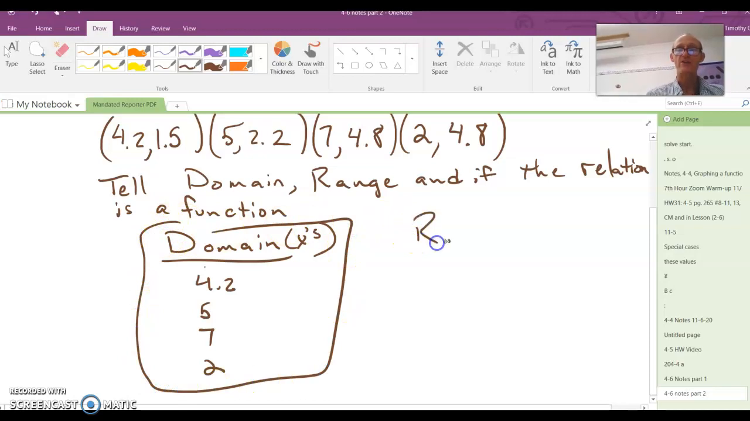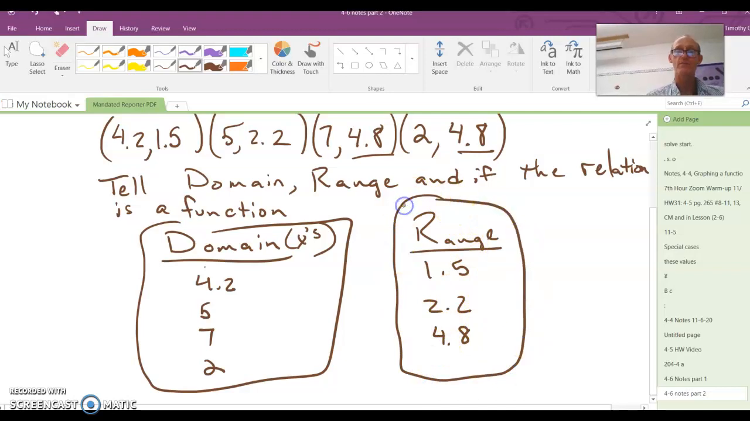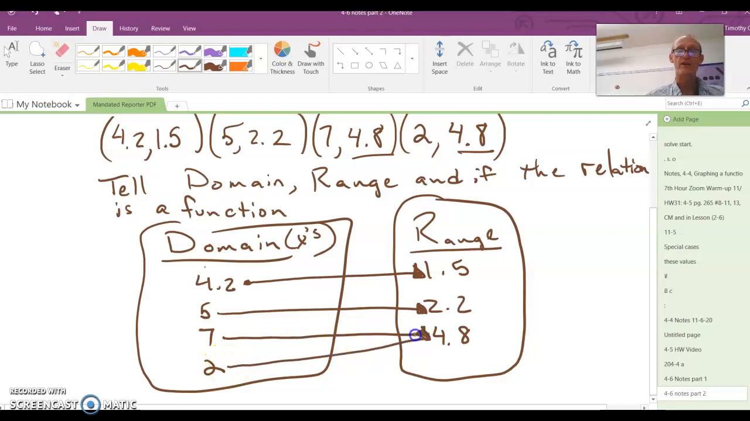And then we look at the range. The range is 1.5, 2.2, 4.8, and since 4.8 is twice, I'll only list it once. So that's the range. So 4.2 goes to 1.5. 5 goes to 2.2. 7 goes to 4.8. And 2 goes to 4.8. So that's the domain and the range.